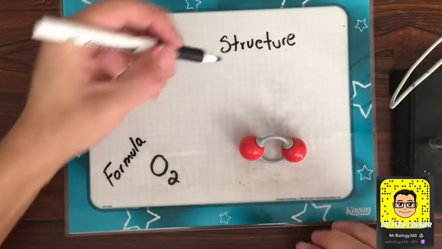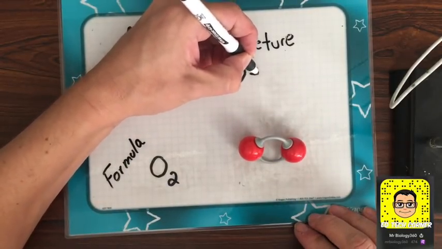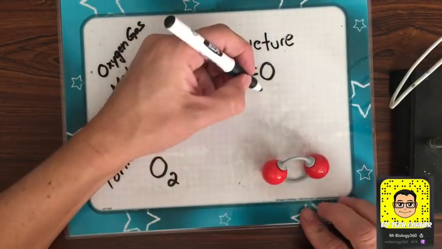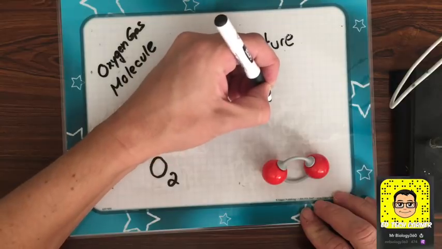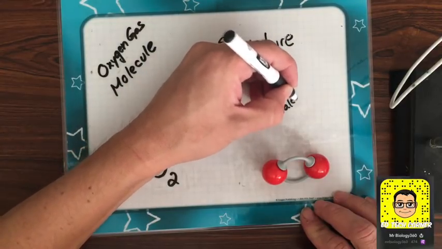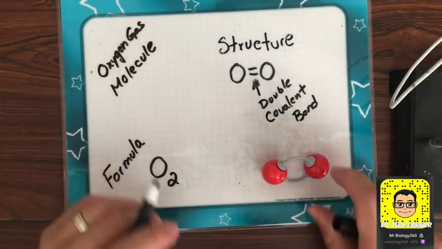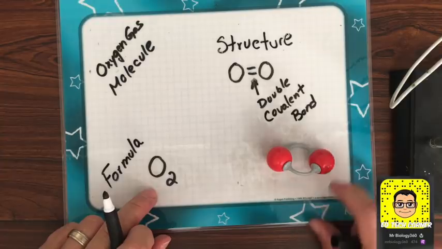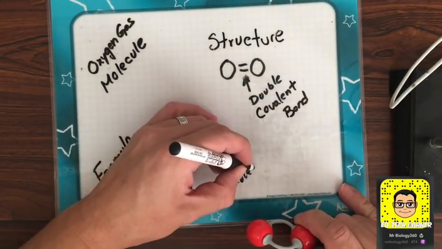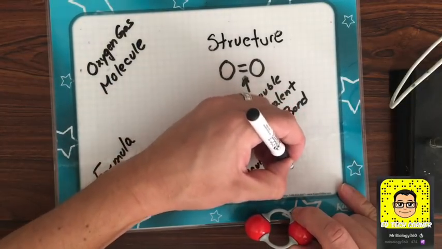The way we write the structure is we have an oxygen atom and it's bonded twice to the other oxygen atom. This is called a double covalent bond. And that's why now our formula here, we have 1 molecule, because there's no number here, and it has 2 atoms.